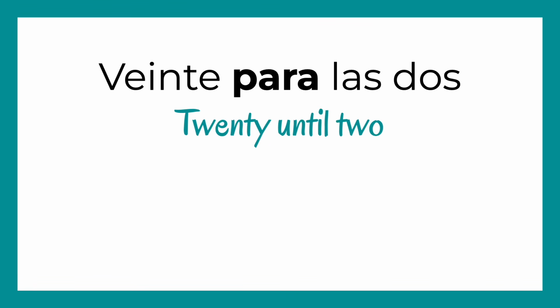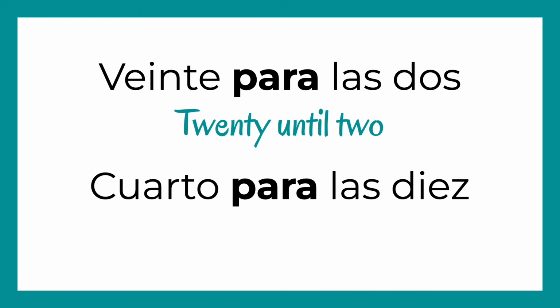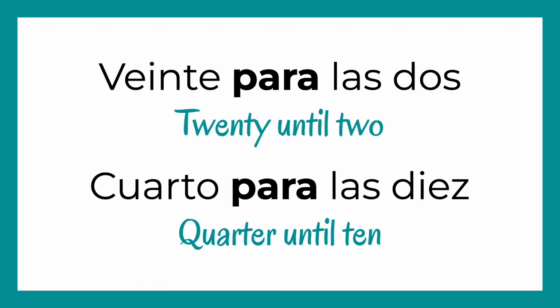Here's a more advanced example with the word para. We use this when it's half past the hour, similar to until in English. So here we say 20 para las 2, which means 20 until 2. And this is the same as 1:40, right? Another example is cuarto para las 10. Quarter until 10.